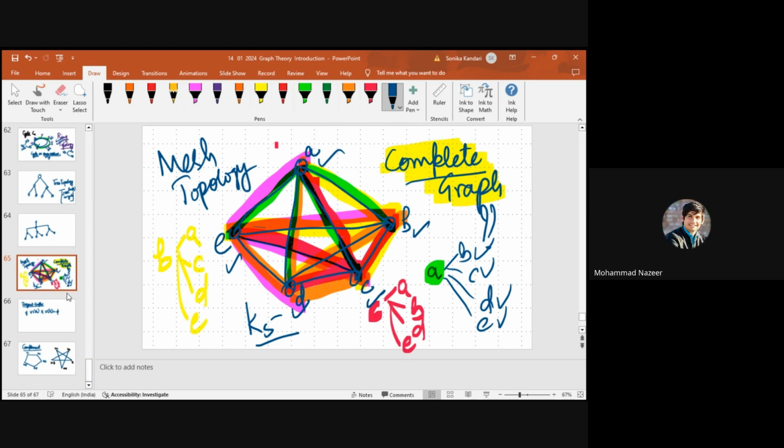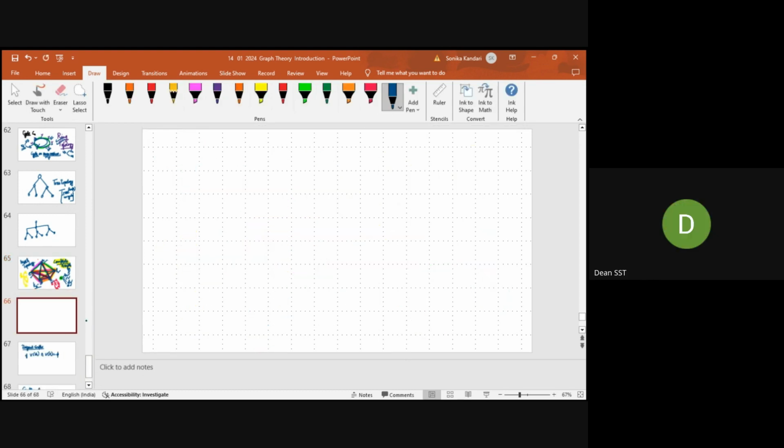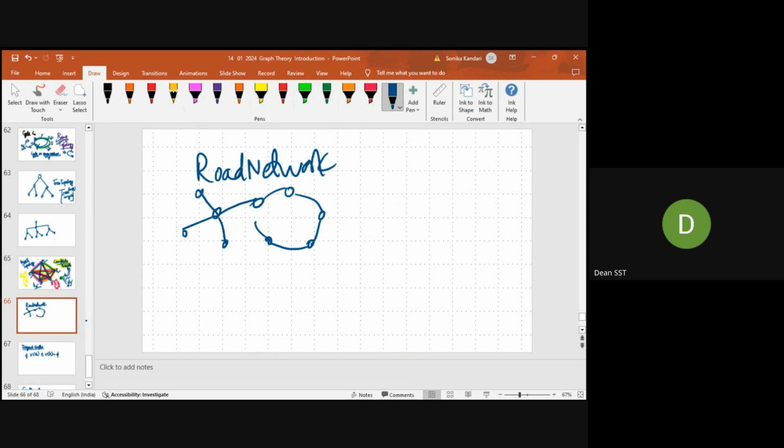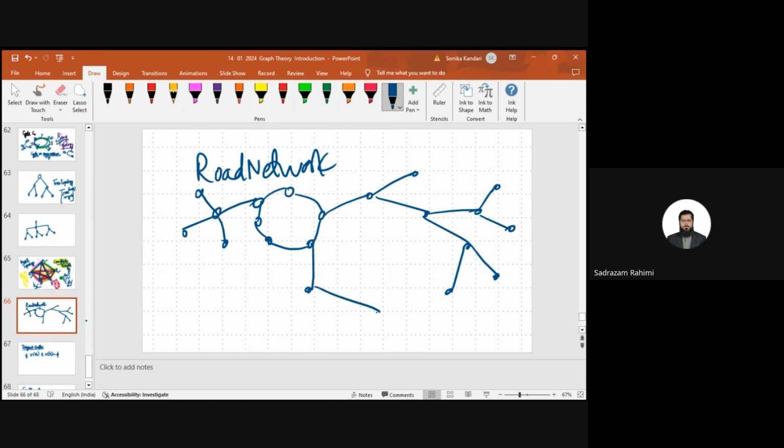Any other graph you know? Hybrid topology. So hybrid represents our road network. It is complex. Somewhere we have it like this, then somewhere like this. So hybrid means a collection of two or more types of networks. So this represents our social network or our road network. This is also in the form of a graph. Is it clear, class? Yes, ma'am.